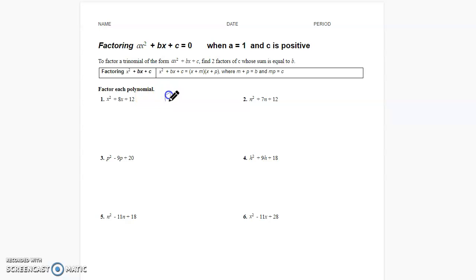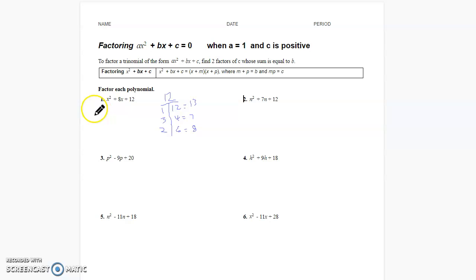Okay, well, let's make a little t-chart of 12. Well, 1 and 12, 1 times 12 are factors, but 1 plus 12 is 13. That doesn't work. How about 3 and 4? 3 times 4 is 12, but 3 plus 4 is 7. Uh-oh. Then finally, we got 2 and 6. That's 8. That's what we want.